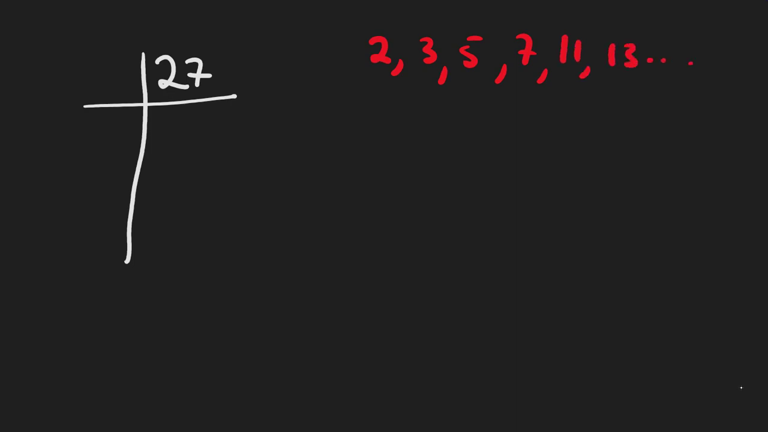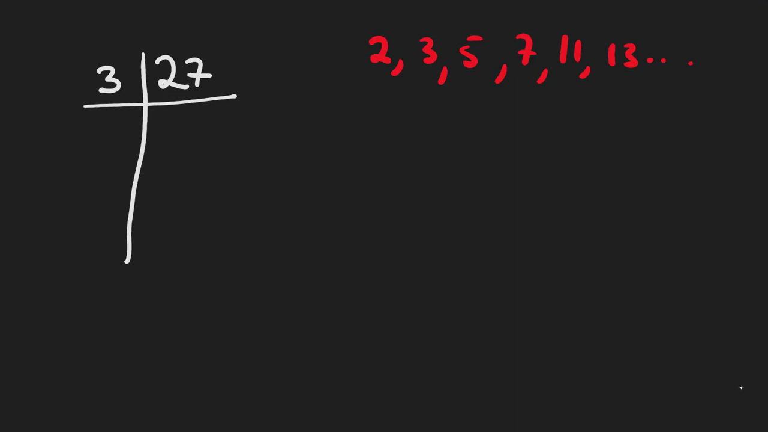So the first number, can 2 divide 27? Of course no. So we'll leave it. We'll move to the next number. Can 27 be divided by 3? Of course, yes. 27 divided by 3 is 9.